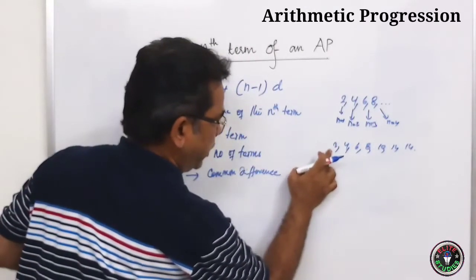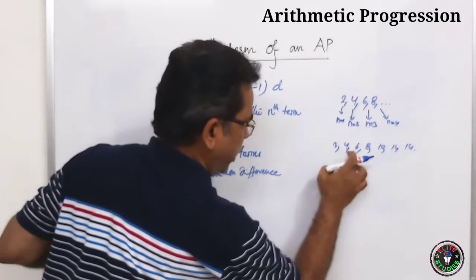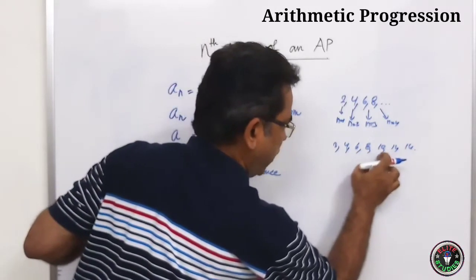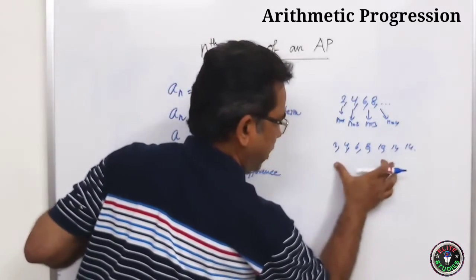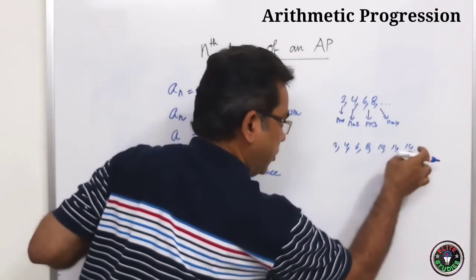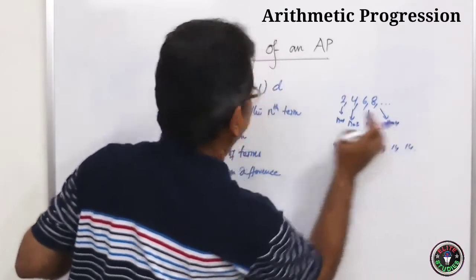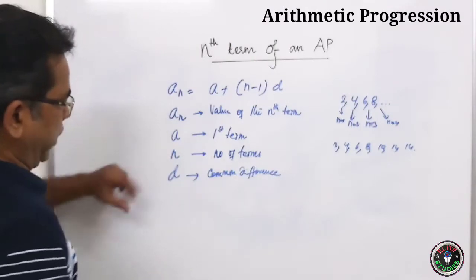So n is equal to 1, n is equal to 2, n is equal to 3, n is equal to 4, n is equal to 5, n is equal to 6, n is equal to 7. There are 7 terms, and the value of a_7 is equal to 14. So this is the way.